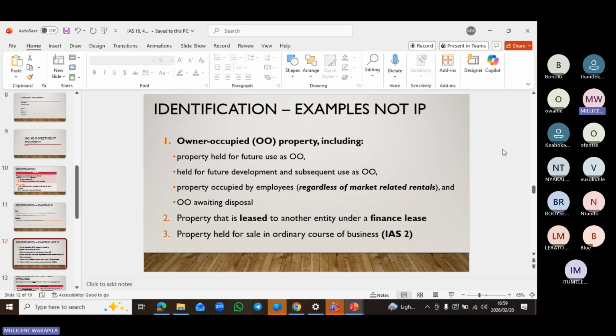And also owner occupied, the OO that you can see is owner occupied, which means the same as PPE. And then the property that is leased, I don't worry about the finance lease, forget about the second part. Then the third part, the property held for sale in the ordinary course of the business. So anything that is held to be sold in the ordinary course of the business, we concluded that it's inventory. So it cannot be classified as investment property. I'm sure that this thing is simple and straightforward. You don't struggle with it.